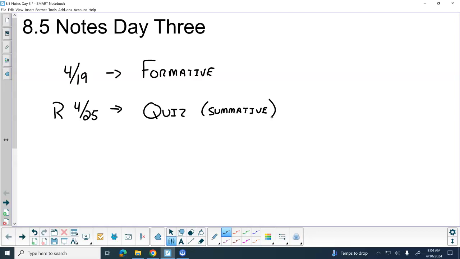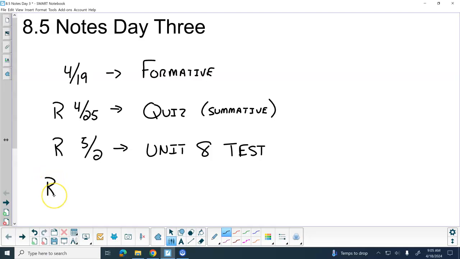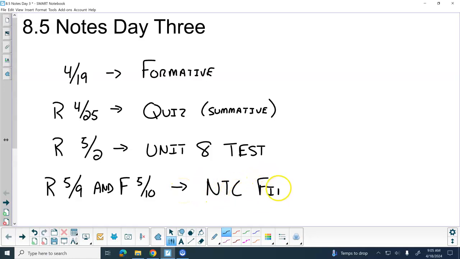Then on Thursday, May 2nd, you have the Unit 8 test. Okay. Then on Thursday the 9th and Friday the 10th, you will have your second half of the NTC fund.